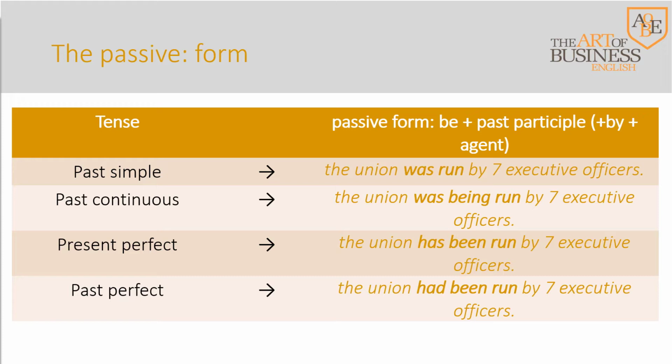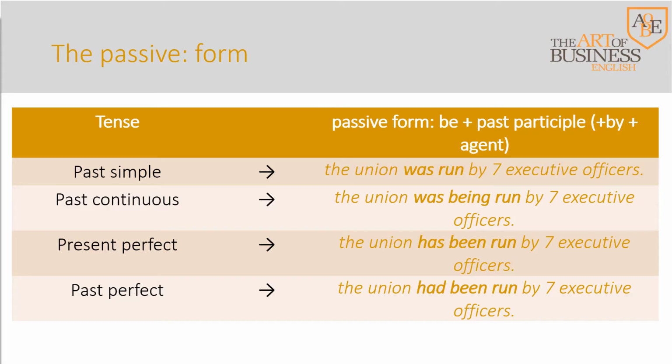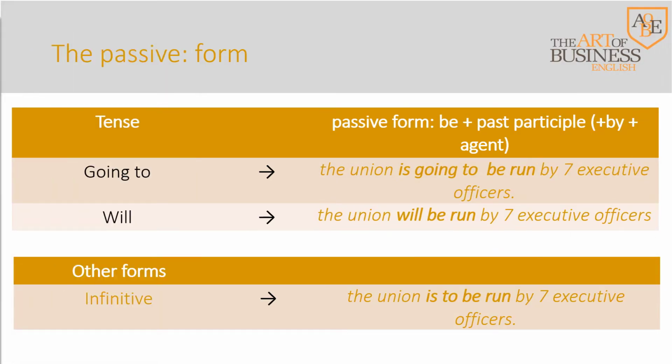So the present perfect is the union has been run by 7 executive officers. So it's really important that you understand how to form all the tenses in English, otherwise it's a little bit complicated or difficult to effectively use the passive. The next one is the past perfect. So that would be the union had been run by 7 executive officers. So again, we can see that we're moving through the tenses in English here, and we're using the same verb, run, and we're only changing the form of the verb to be.